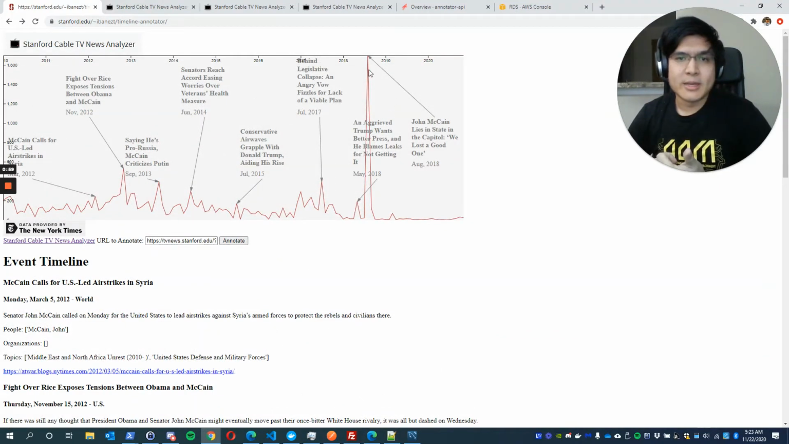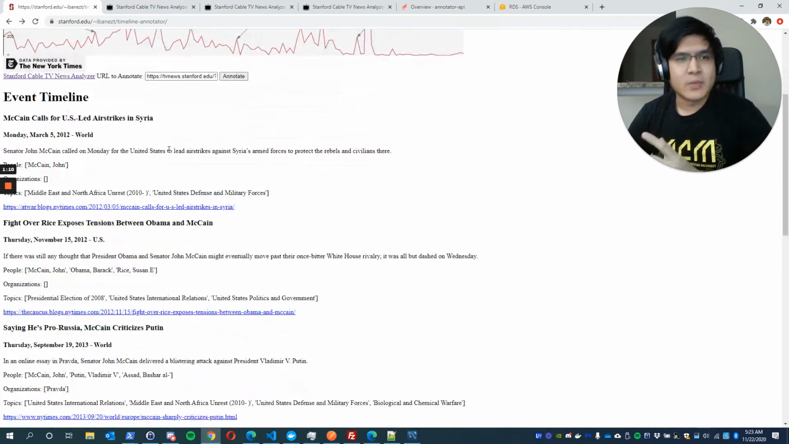Right. So we can see here that this giant spike at the end is when John McCain is lying in state, after he died, unfortunately.